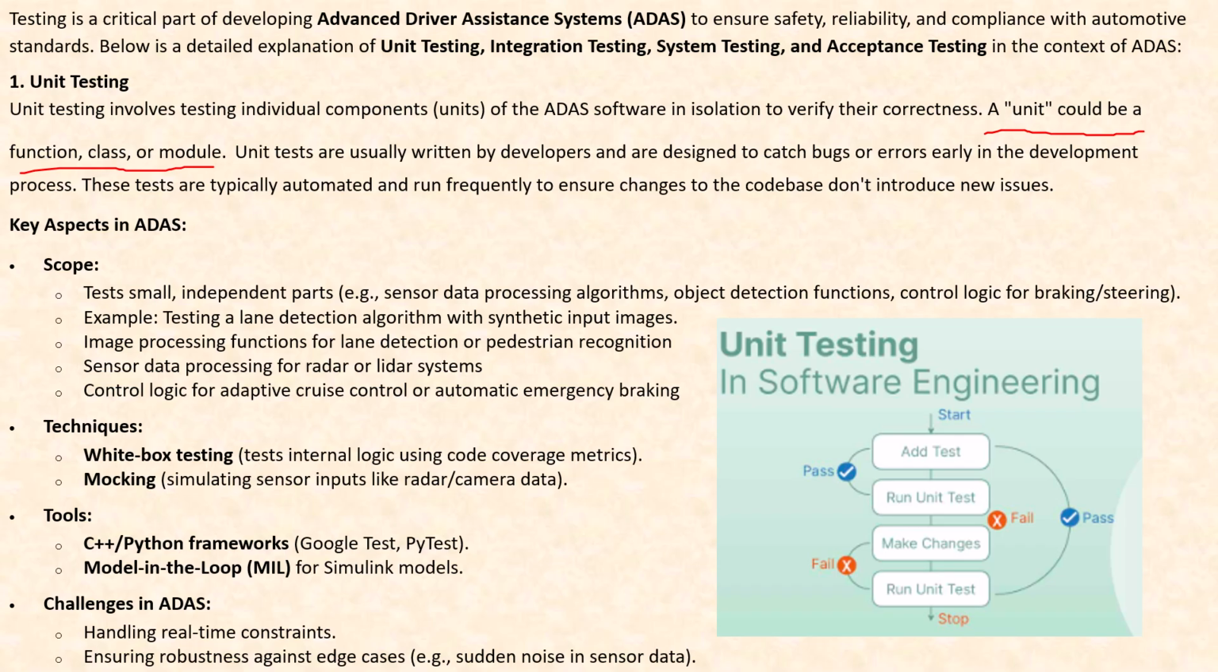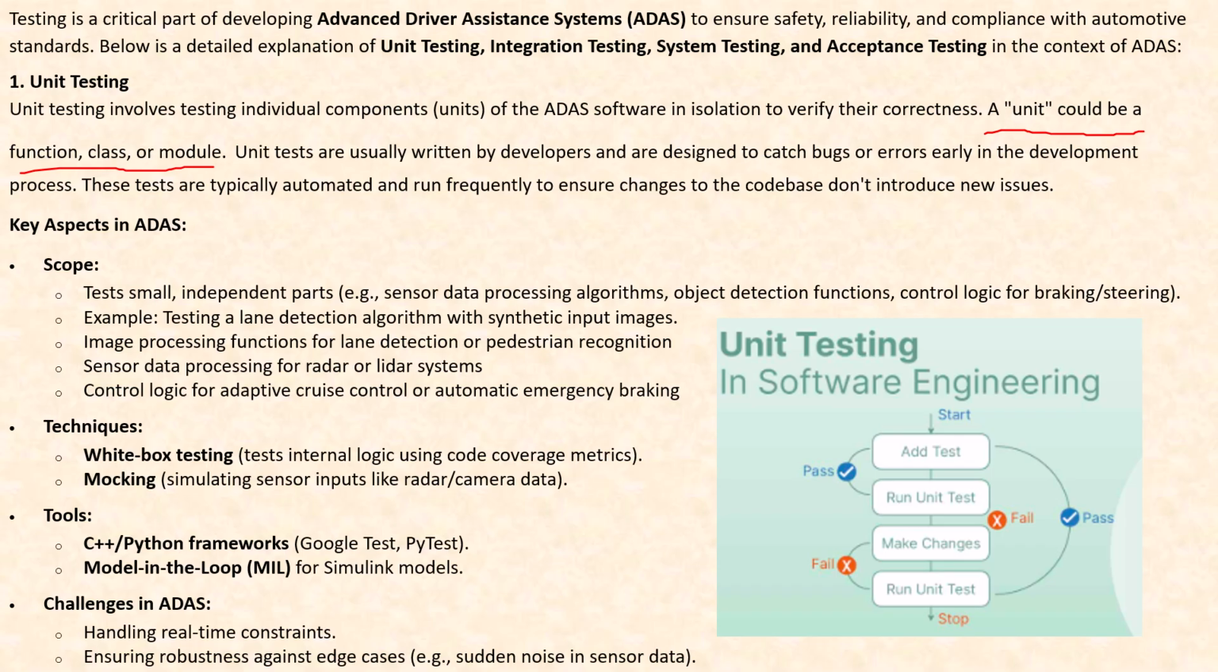Alright, now unit tests are usually written by developers and are designed to catch bugs or errors early in the development. The major purpose of this unit test is to catch the bug at the earliest possible development and at the lowest possible development level. These tests are typically automated and run frequently to ensure changes to the code base don't introduce new issues. Sometimes as the code base is proactively changed, new issues may arise, and the purpose of unit testing is to ensure that new issues don't arise and they are nipped in the bud itself.